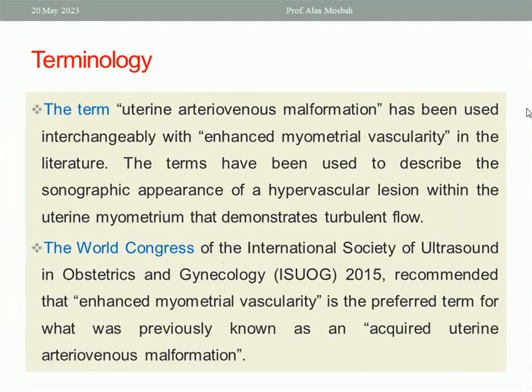So let us talk about certain terminology. The term uterine arteriovenous malformation has been used interchangeably with enhanced myometrial vascularity in the literature. So we can use either term, and you can find both of them in some radiological reports. The terms have been used to describe the sonographic appearance of a hypervascular lesion within the uterine myometrium that demonstrates turbulent flow.